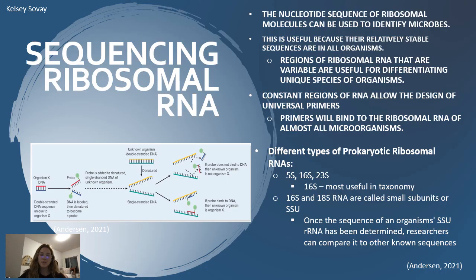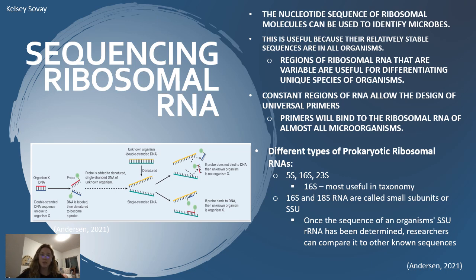The nucleotide sequence of ribosomal molecules can be used to identify microbes. This is useful because their relatively stable sequences are found in all organisms. Regions of ribosomal RNA that are variable are useful for differentiating unique species of organisms. Constant regions of RNA allow the design of universal primers. Primers will bind to the ribosomal RNA of almost all microorganisms.